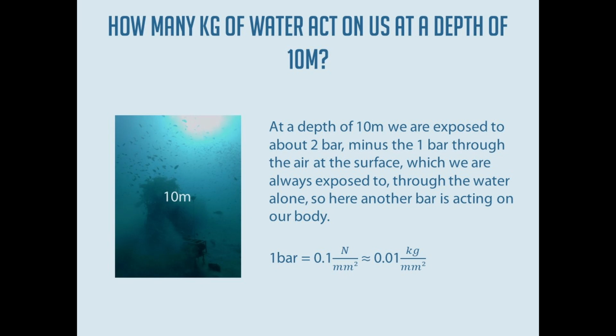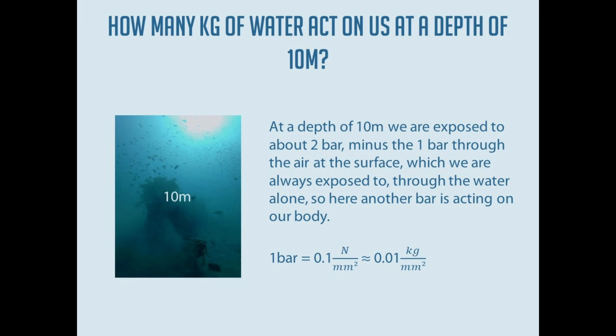Okay, now let's finish with a visual example of what we can do with this knowledge and what kind of masses and forces act on us during diving. We consider how many kilograms of water act on us at a depth of 10 meters. I took a picture from my vacation in Egypt. I don't know exactly how deep it was there. Let's just say it was 10 meters. And we know that at a depth of 10 meters, 2 bar are acting on us. Minus the 1 bar due to air at the surface, the water alone still has an effect of 1 bar on us. Now we can look at the table from before again.